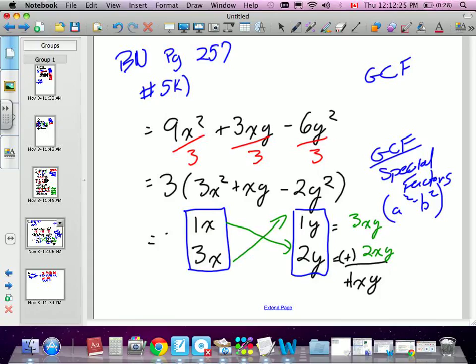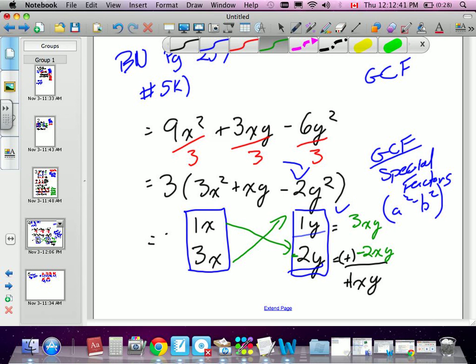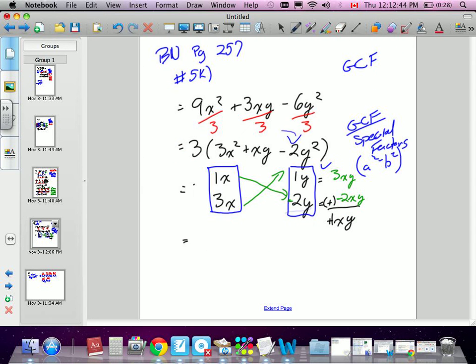In order to add up to positive 1, though, the 2 is going to have to be negative, which means the term we multiplied by, which is our 2y, will need to be negative. Now let's double check. Does 1y times negative 2y equal negative 2y squared? Yes, that works. So in our factored form, we bring down the common factor, which was 3.